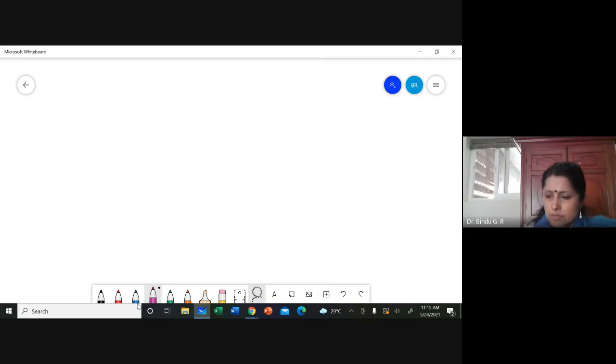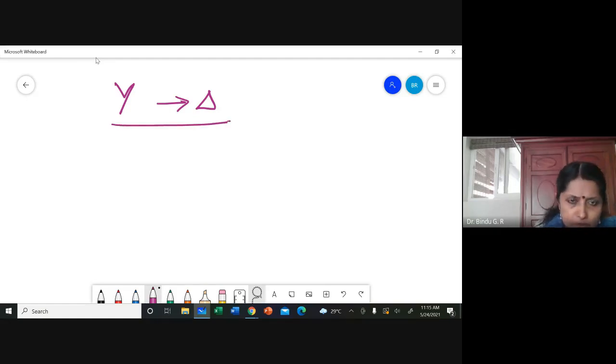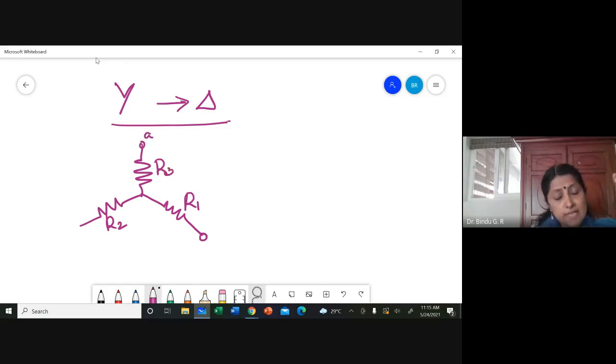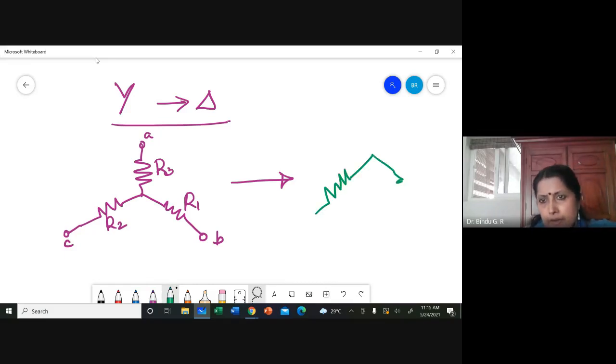Now, star to delta. Conversion from star to delta. Which means I have a star network like this, where I have R1, R2, R3 connected on three terminals. That was what I said earlier, three terminals, A, B, C, which I have to convert to delta.